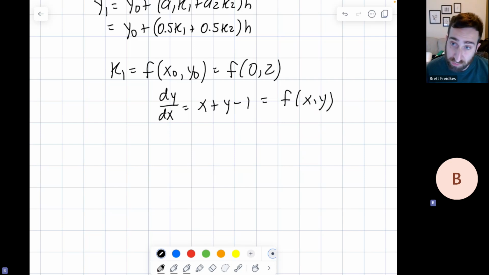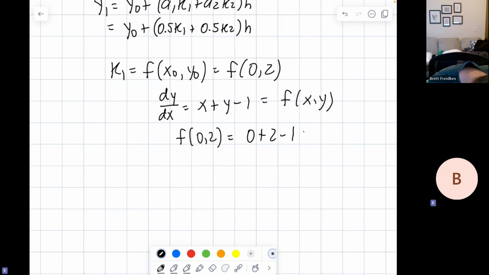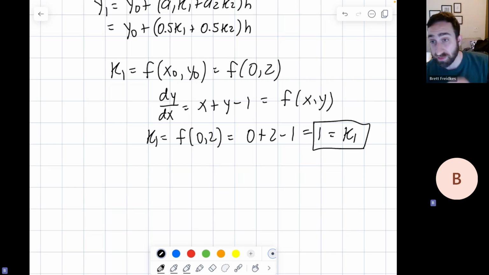So we'll plug in 0 for x and 2 for y, and we will find out that f of 0, 2 is 0 plus 2 minus 1, which is 1. This is equal to k1. That's the slope at our current point.